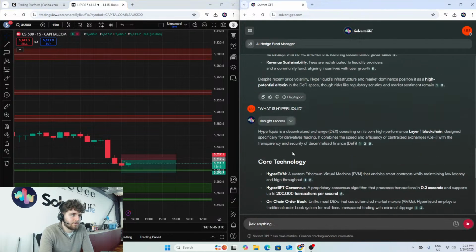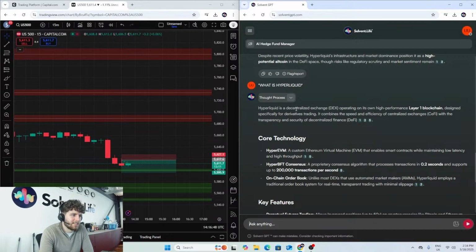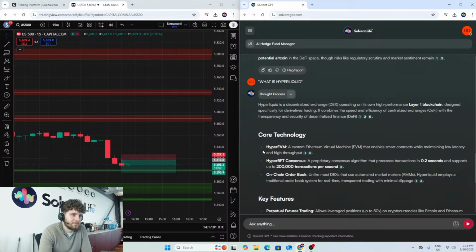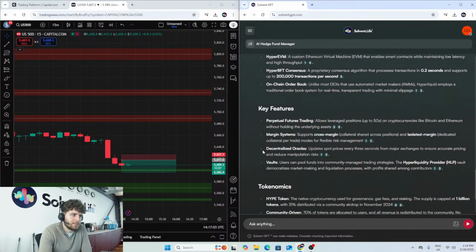Okay, so what is Hyperliquid? It's a decentralized exchange operating on its own blockchain, designed specifically for derivatives trading. Fantastic. So it allows leveraged positions up to 50 times on cryptocurrencies like Ethereum and Bitcoin without needing to hold the assets.